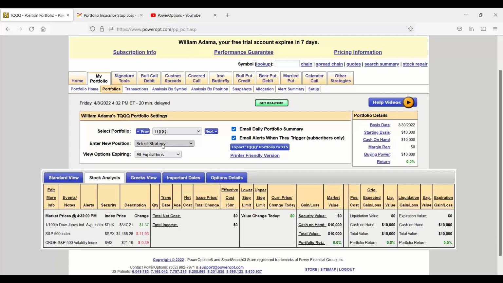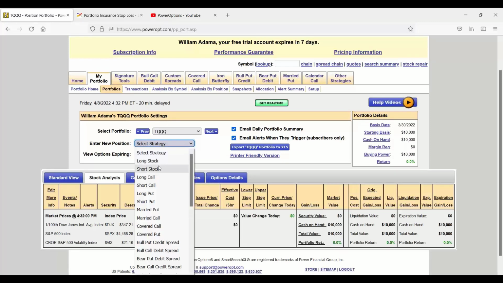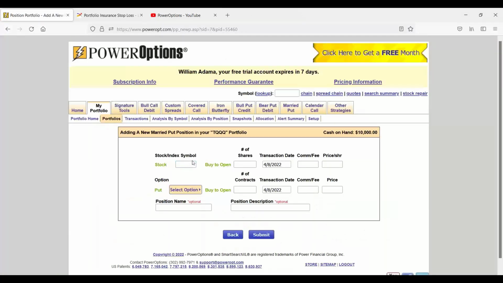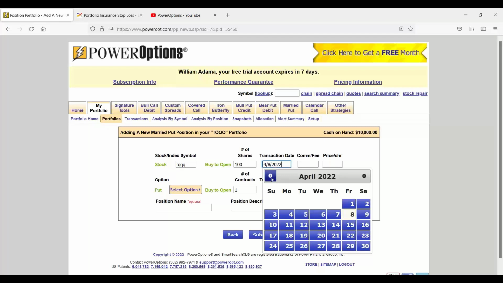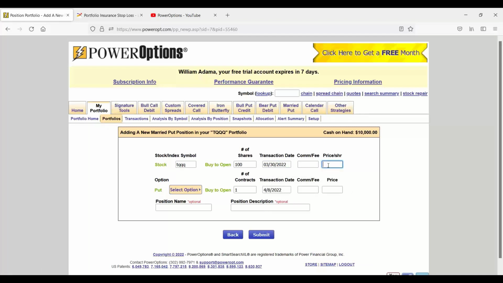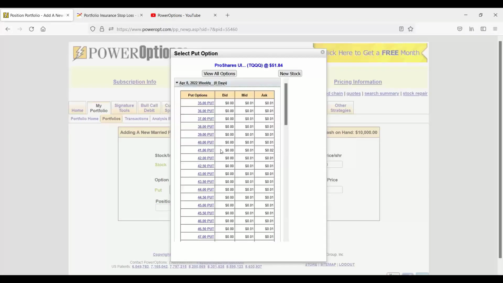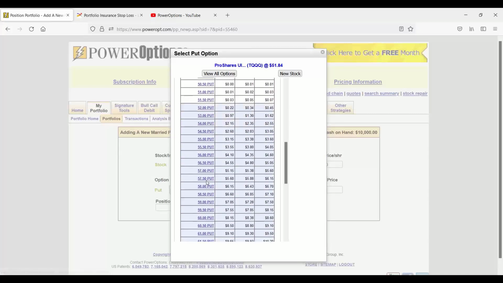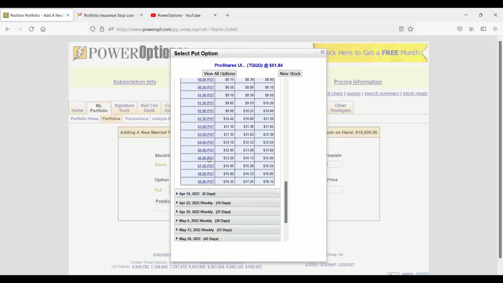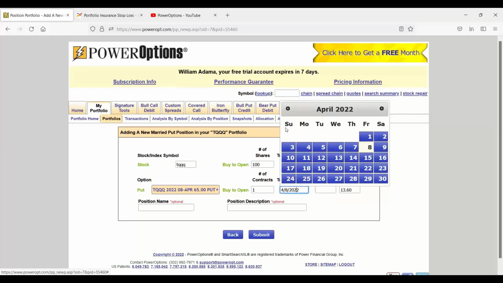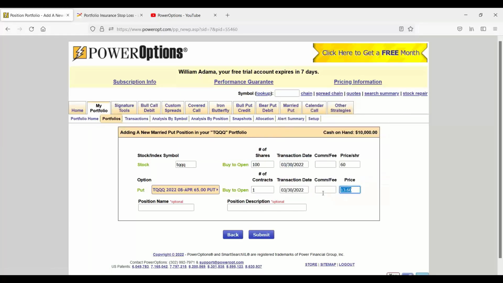And we're going to enter a strategy here. All right, so looks like you started out with a married put. That was the wrong button. TQQQ. Let's put March 30th. There we go. At 60. And you bought to open an April 8th 65 put. $330 at $540.